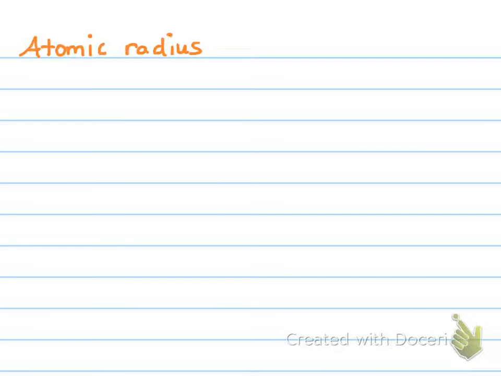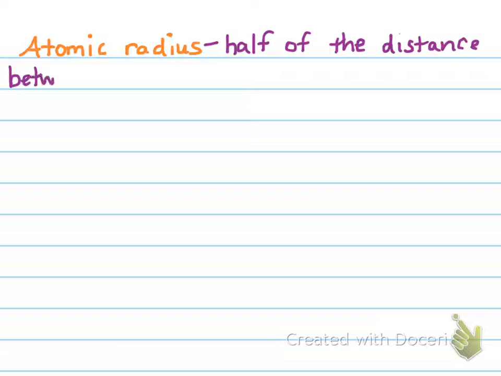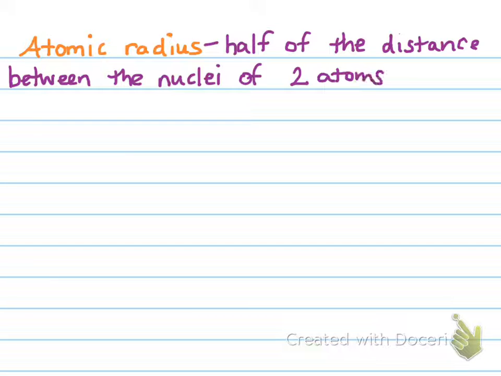The definition of the atomic radius is half of the distance between the nuclei of two atoms of the same element when the atoms are joined.